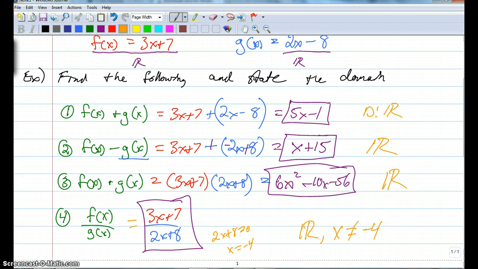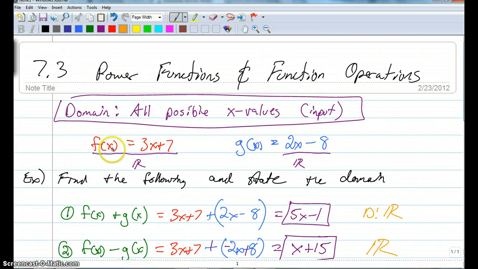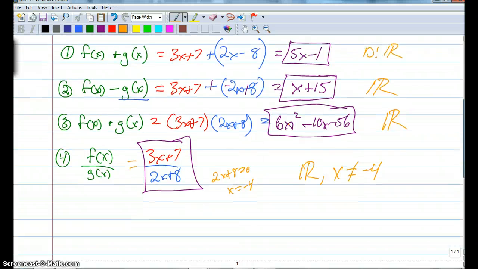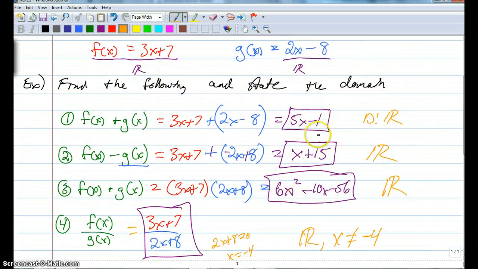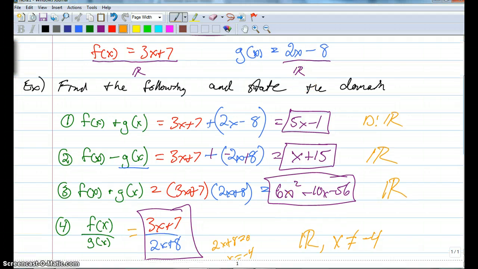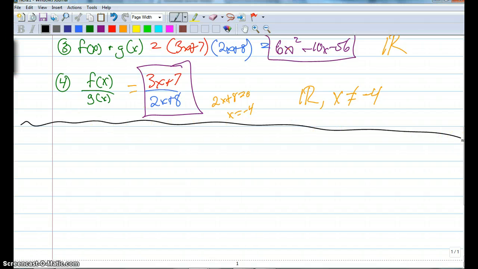So that's a little bit of function operations. We were given two functions. We did the mathematical operations on them. We add, subtract, multiply, and divide. And then we just take our answer and we figure out the domain. But remember, I also did the domain at the beginning of the problem with f of x and g of x. Let me show you why.